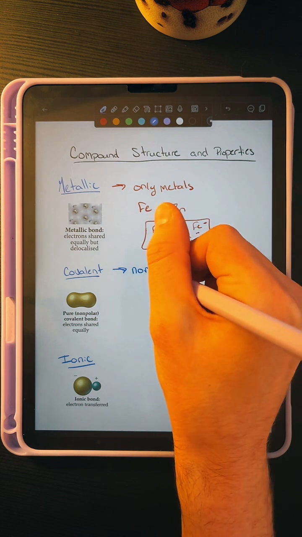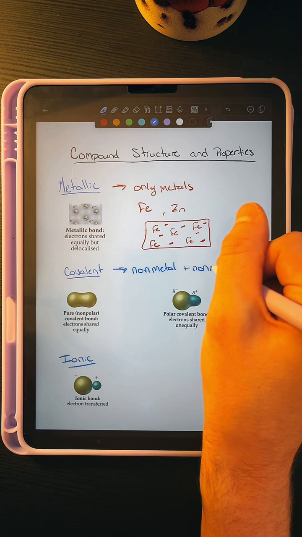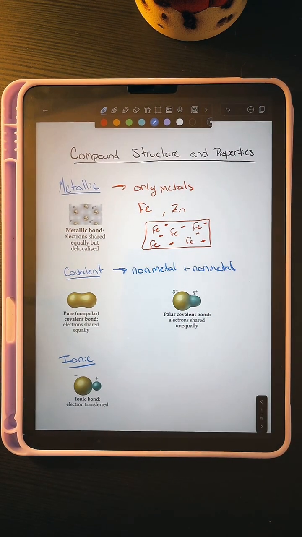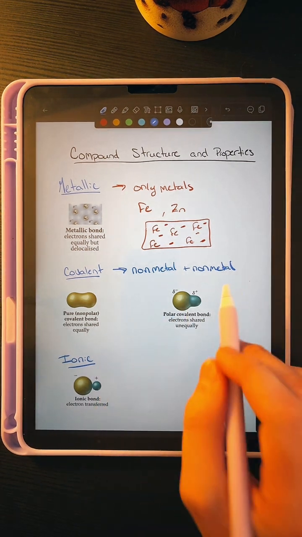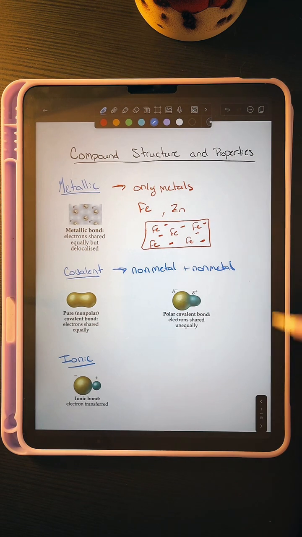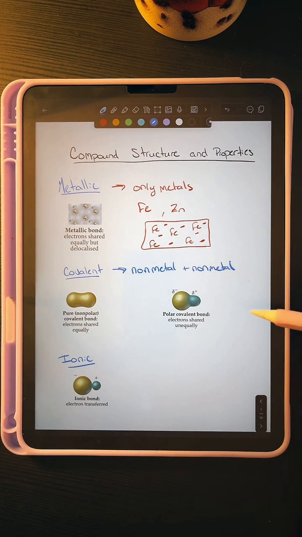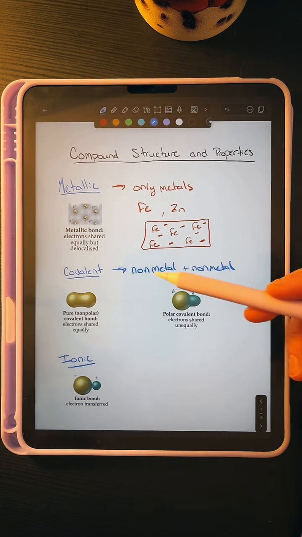So covalent is between two or more non-metals. So we're going to do non-metal plus non-metal. So if we were to look at the staircase, everything to the right of that staircase on the periodic table is a non-metal. So if we had two or more non-metals together, then that would be a covalent bond.